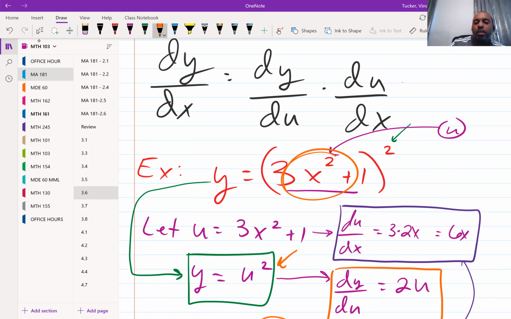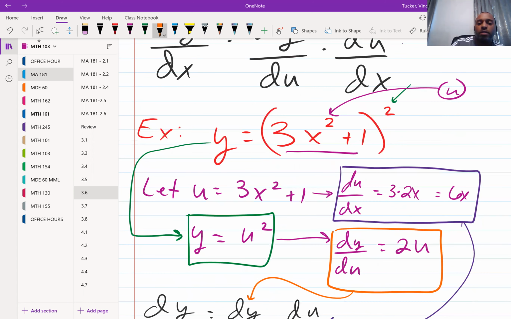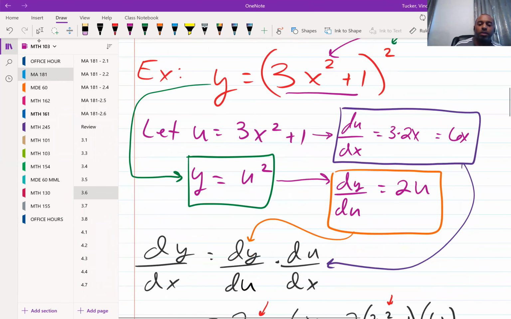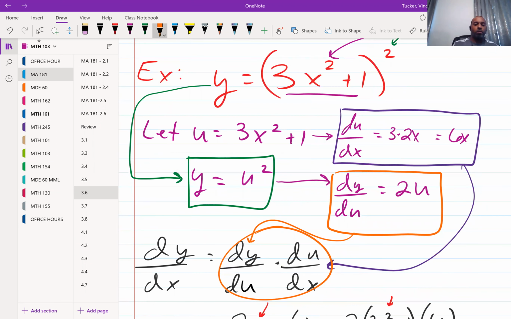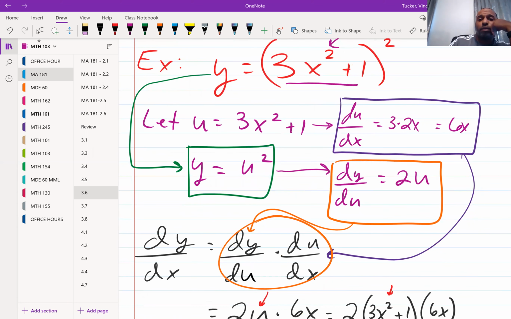Taking the derivative of u with respect to x, that gives us 6x. Taking the derivative of y with respect to u gives us 2u. And then we have these two pieces here. So you're taking the derivative of the inside and you're taking the derivative of the outside. That's the way, like I said, I look at it. You take the derivative of what's on the inside of the application, and then you take the derivative of the actual outside.